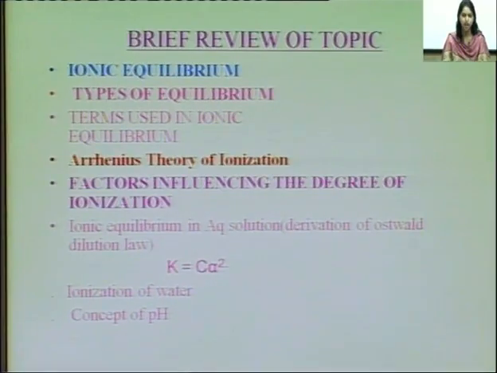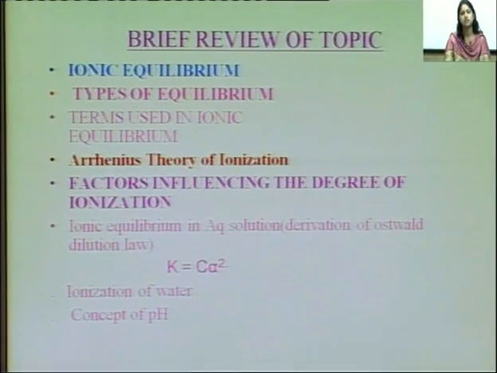Then I have explained the types of equilibrium. What are the types of equilibrium? That is physical equilibrium and chemical equilibrium. Then I have discussed the terms used in ionic equilibrium. I have discussed what is electrolyte and what are the types of electrolyte, that is strong electrolyte and weak electrolyte. Then I have discussed the Arrhenius theory of ionization, and there were the 6 postulates of Arrhenius theory. Then I have discussed the factors influencing the degree of ionization. So, what were the factors? They were dilution, temperature, nature of solute, nature of solvent and the presence of other substances.